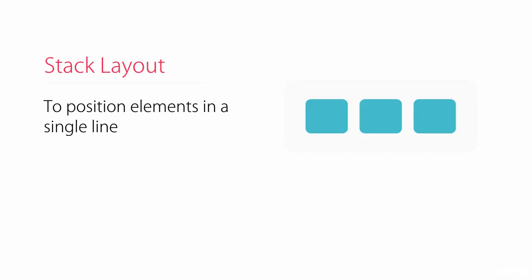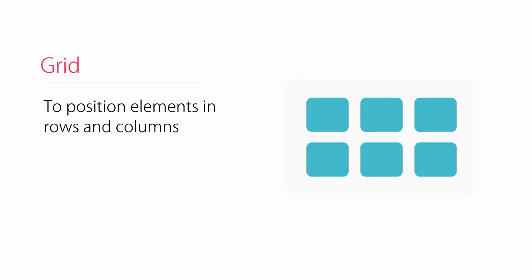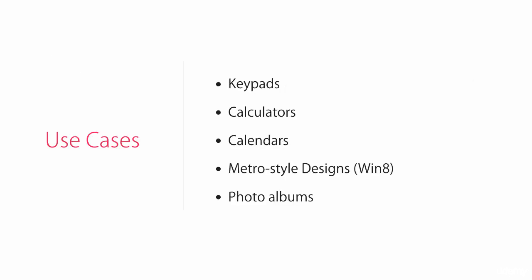So in the last lecture, you learned about stack layout. We use stack layout to position elements in a single line, vertically or horizontally. Another layout we have in Xamarin Forms is grid, which we use to position elements in rows and columns. Real-world examples of grids are in keypads, calculators, calendars, Metro style designs that we see in Windows 8 or higher, photo albums, and so on. So let's see how we can use a grid.